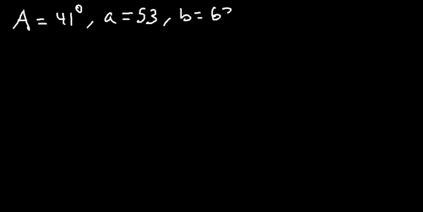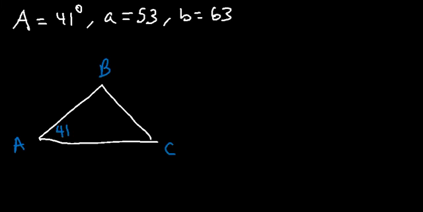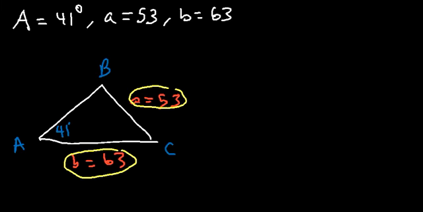So let's say angle A is 41 degrees, side A is 53, and side B is 63. Let's draw the picture first. So angle A is 41, and side A is 53, and side B is 63. How would you describe this triangle? Would you say it's side, angle, side, angle, side, angle? How would you describe it? So this is a side. Next, there's a side, and there's an angle. So it's called side, side, angle. And there's two solutions for this particular example. But we'll know for sure when we solve it.